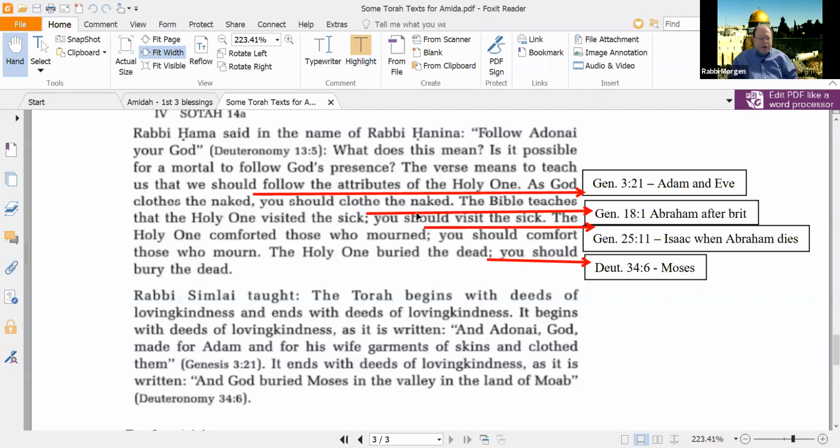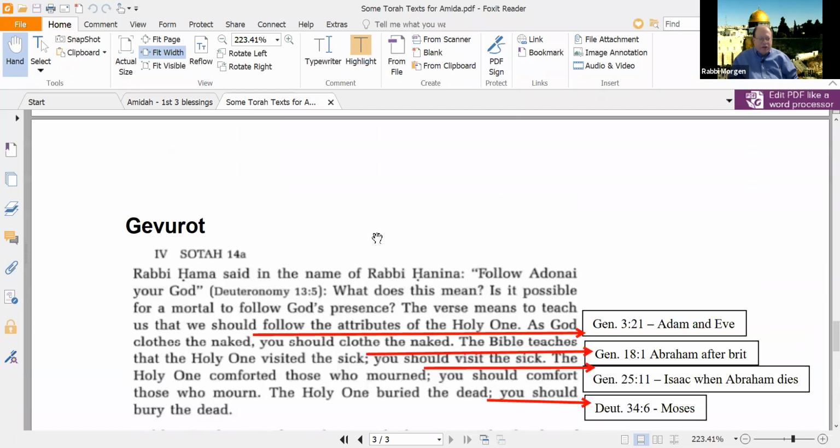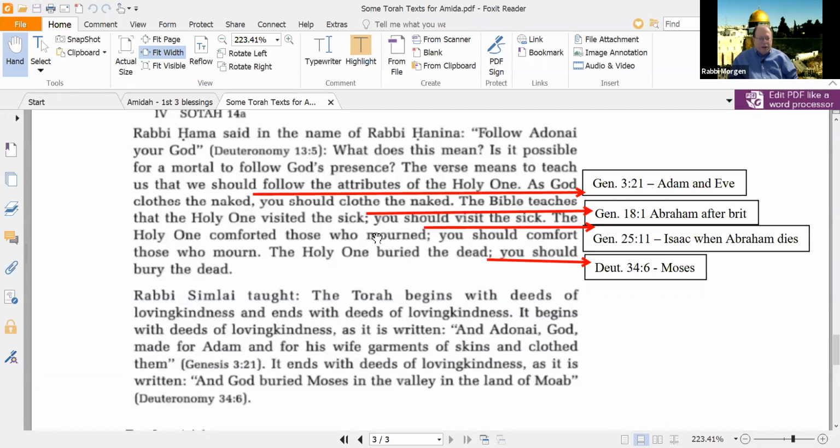Okay, so let's go back to our thing here. The idea is, in the second blessing, we recognize God's awesome powers in the Gevurot. The most awesome power, of course, is that he has the power of life over death. Some doctors, and anybody, I guess, who does the Heimlich maneuver or mouth-to-mouth resuscitation or whatever, can actually bring somebody back to this world and sustain them.